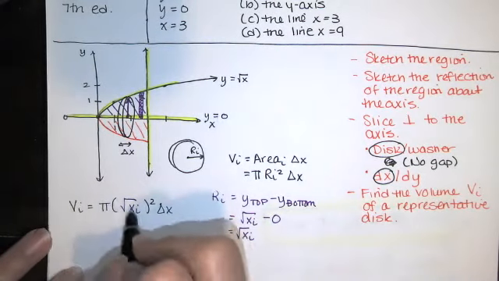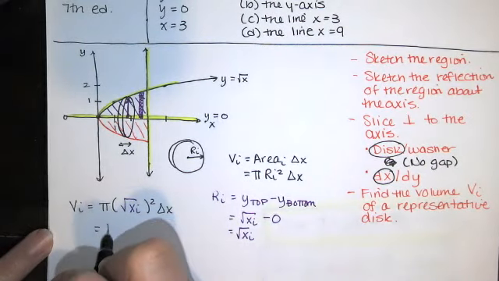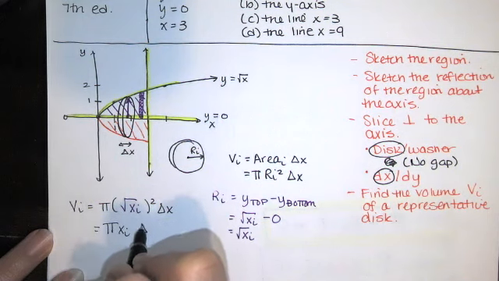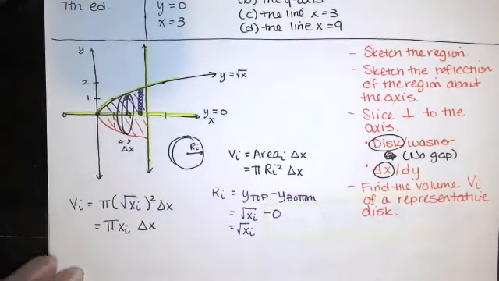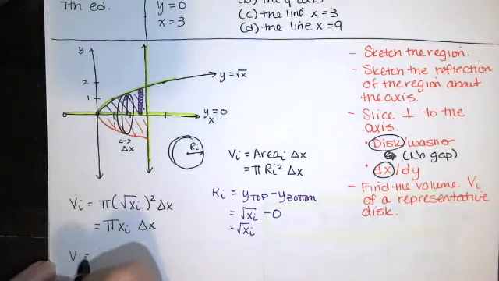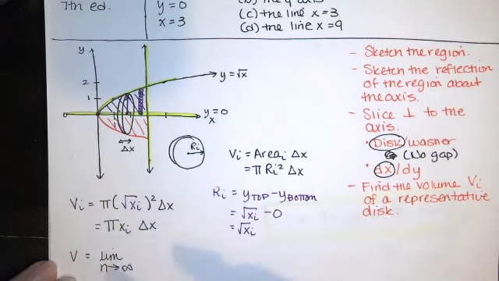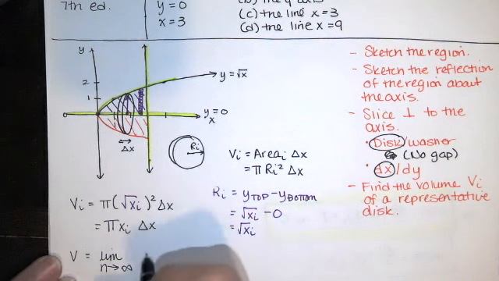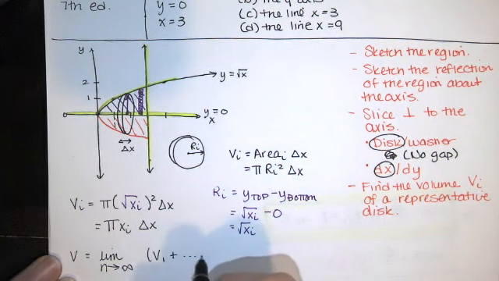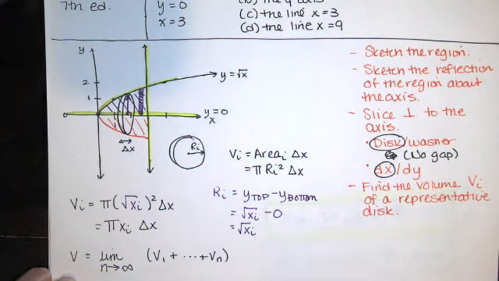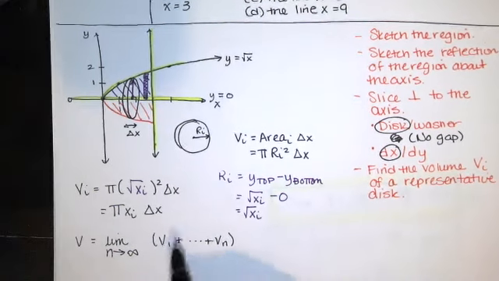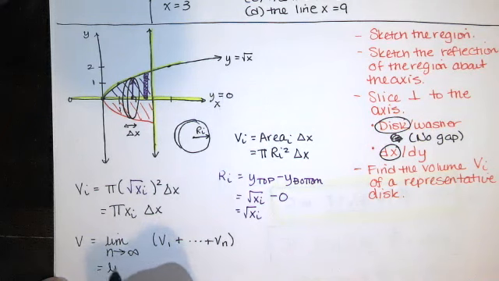When you square a square root, those two operations undo each other, and we just end up with this. And then the volume is the limit as the number of disks goes to infinity, or alternatively as the thickness delta x approaches 0, of the sum of all of those volumes. Assuming that we have n disks, it's going to be that sum of v sub 1 and v sub 2 and v sub 3 all the way through v sub n.